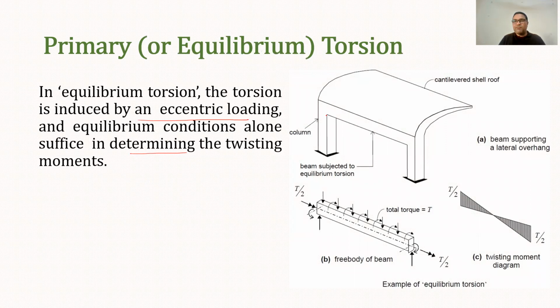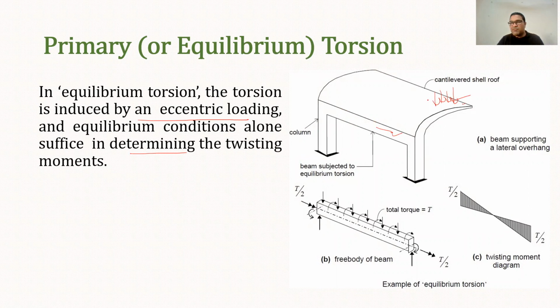In this case, consider this cantilevered shell roof, which is connected with this beam. The self weight of this cantilever shell roof, or even the external load on it, will generate a moment along the main axis of this beam, as you can see, since it is connected with this beam.